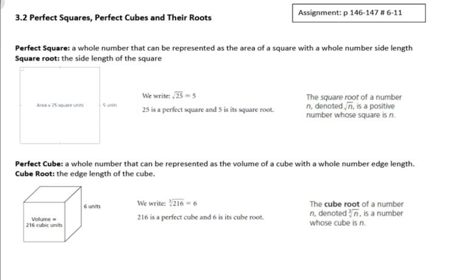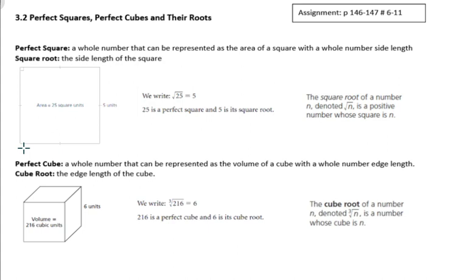So we should know by now that a perfect square is a whole number that can be represented as the area of a square with a whole number side length. So basically that's just saying that a perfect square can be represented by the same side length. So here we have an area of 25 square units. That means that the side of that square is 5 by 5. Obviously it's a square, so you have to have the same length.